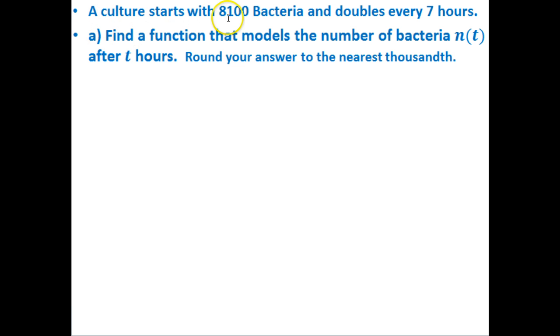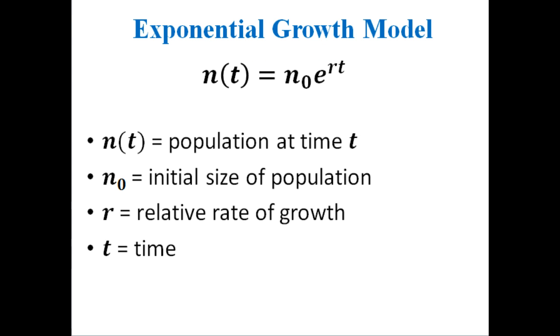A culture starts with 8,100 bacteria, and it doubles every 7 hours. On this one, we're asked to find a model. A model is kind of like an equation or a formula that can predict the number of bacteria after t hours, after a certain number of hours. The model we're going to use here is the one we've used before for our population exponential growth model.